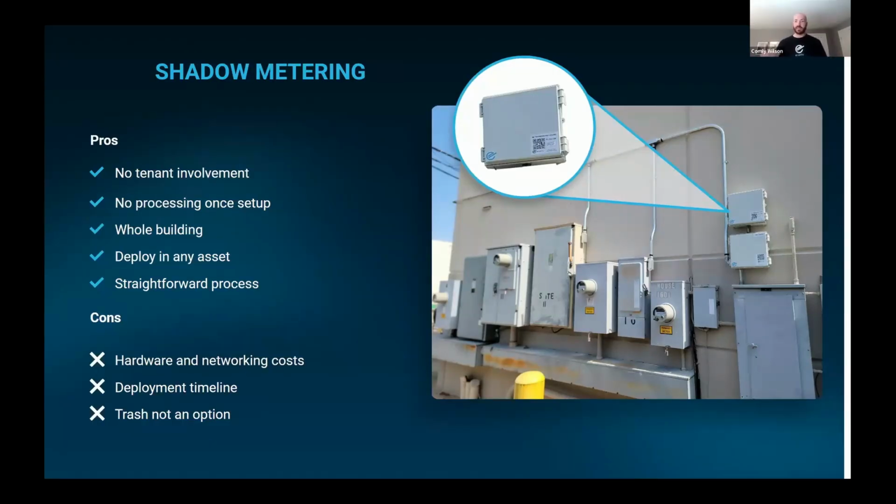Also, once the data is QA'd and there's networking in place to get that data from the site to the cloud, there's no processing at all, right? There's a kind of direct link from meter to data warehouse or wherever it's going to live. You will get whole building data. There's no reason why half the tenants would be shadow metered and the other wouldn't if you didn't want it to be. And you can deploy this in pretty much any asset.